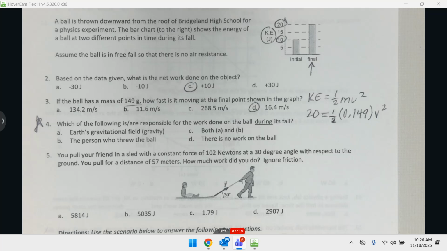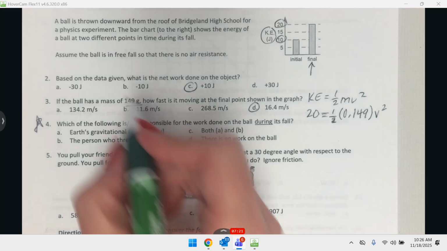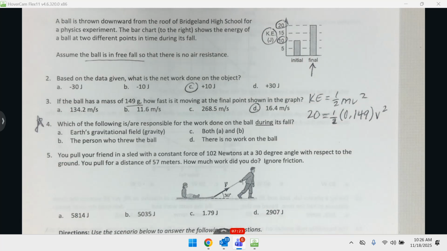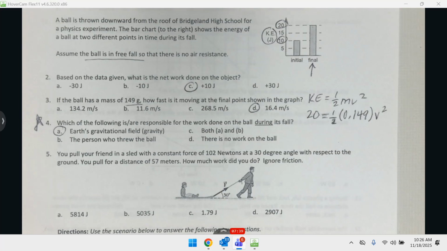While it's falling, if it's in free fall, and it says it right here, it's in free fall. The only force acting on an object in free fall is gravity. That's it. I know it was thrown before it was falling, but while it's falling, the only force doing work on it is Earth's gravitational field. If I asked for when it was being thrown, then yeah, the hand is going to be applying a force to it when it's being thrown. But once it's no longer in contact with that hand, the hand is no longer applying a force to it, and is no longer doing work on it.